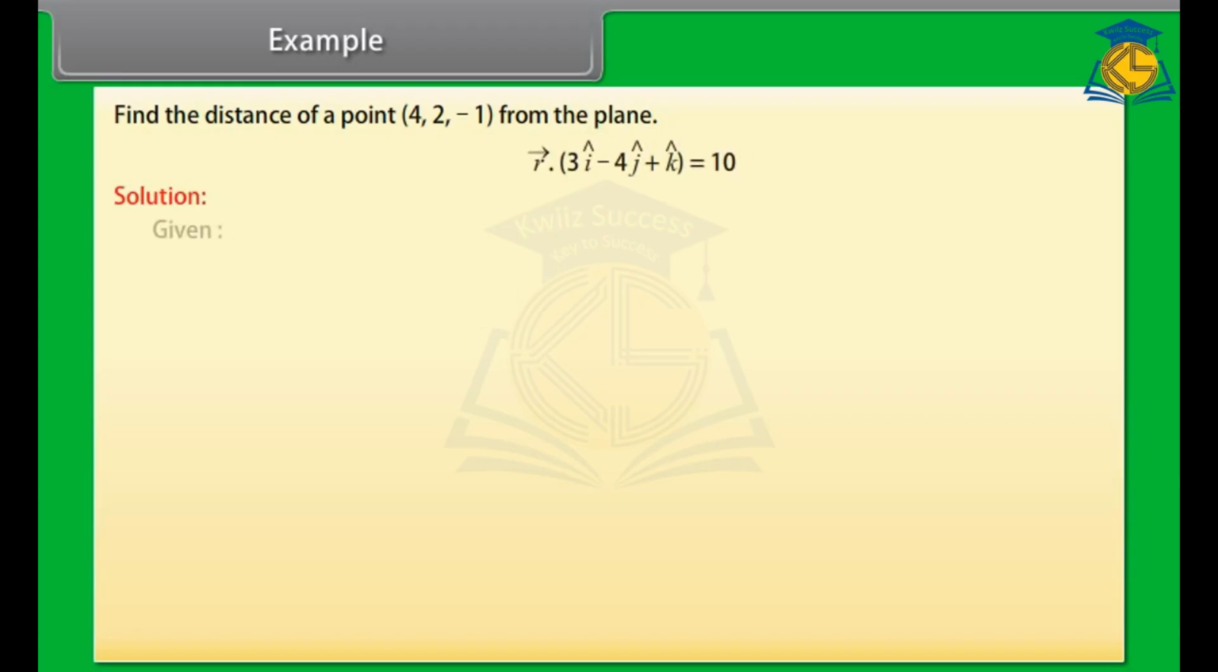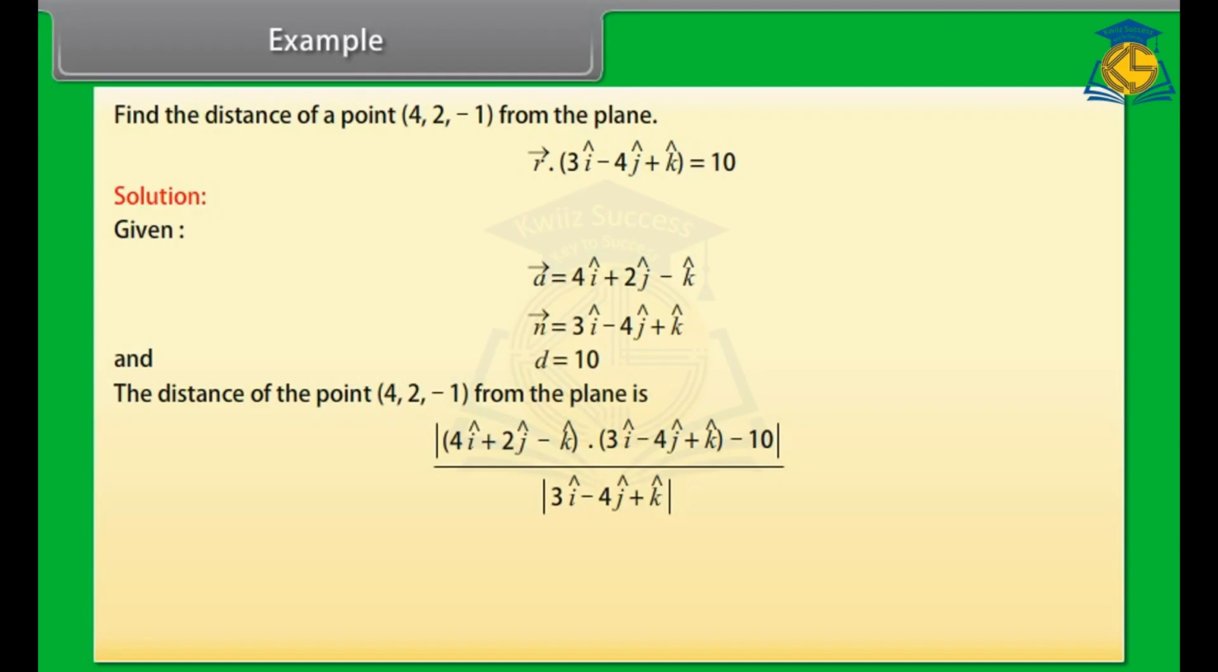Solution. Given vector A equals 4 cap i plus 2 cap j minus cap k. Vector n equals 3 cap i minus 4 cap j plus cap k. And d equals 10. The distance of the point 4, 2, minus 1 from the plane is equal to modulus of 12 minus 8 minus 1 minus 10 by modulus of square root of 9 plus 16 plus 1 equals 7 by square root of 26.